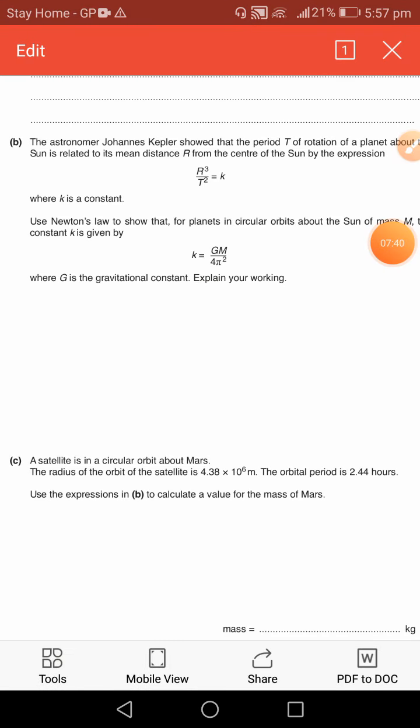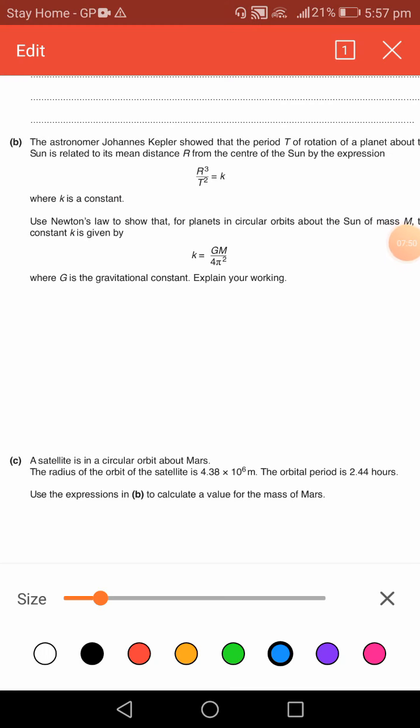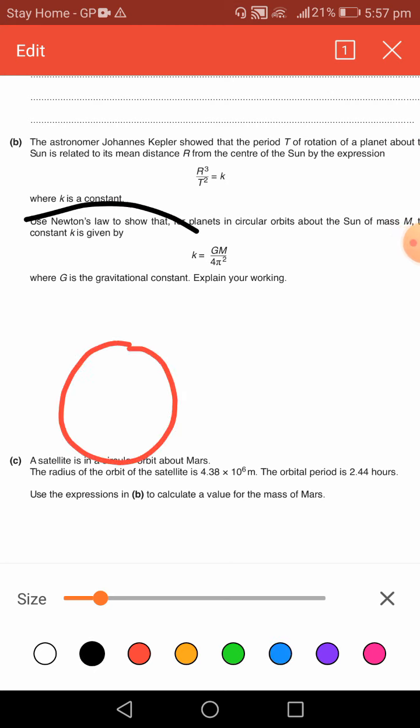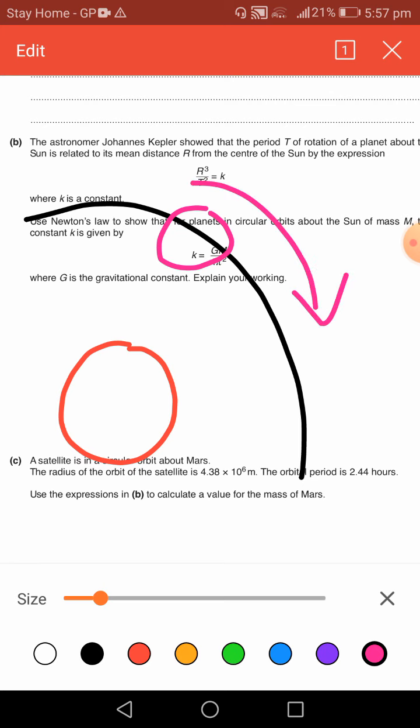Now let's go to a second factor. The second thing is that this is the sun. This is the orbit, and this is the rotating planet. So the planet is rotating around the sun.